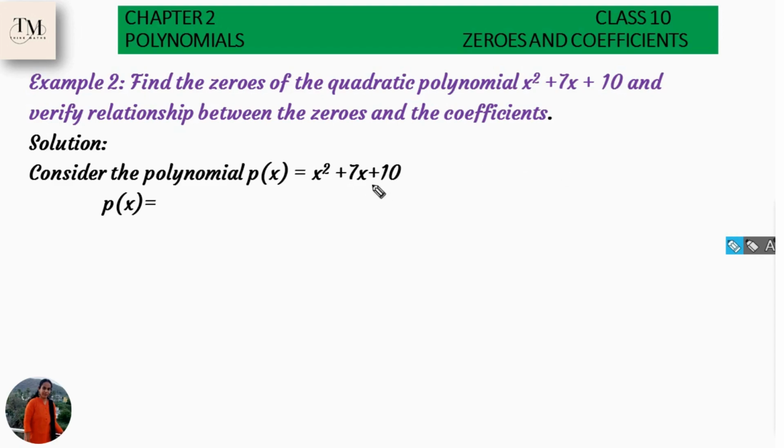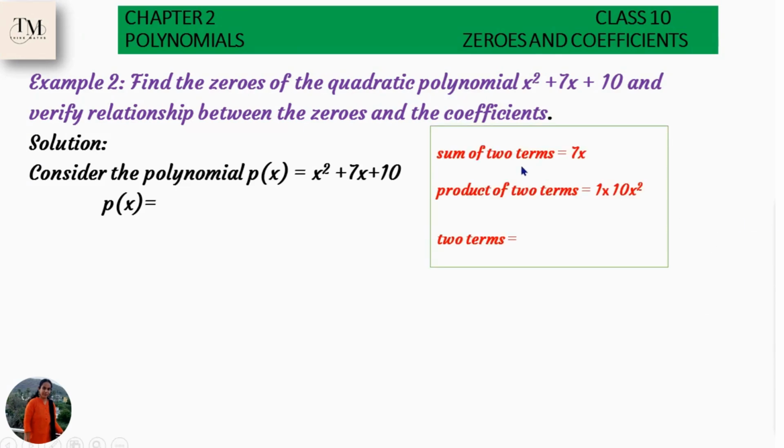Here we have to find two terms such that their sum should be equal to 7x and their product should be 10x square. If these two conditions are satisfied, then we can partition. So the sum of the two terms should be equal to 7x, and the product of the two terms should be 10x square. So we have to find the two terms.